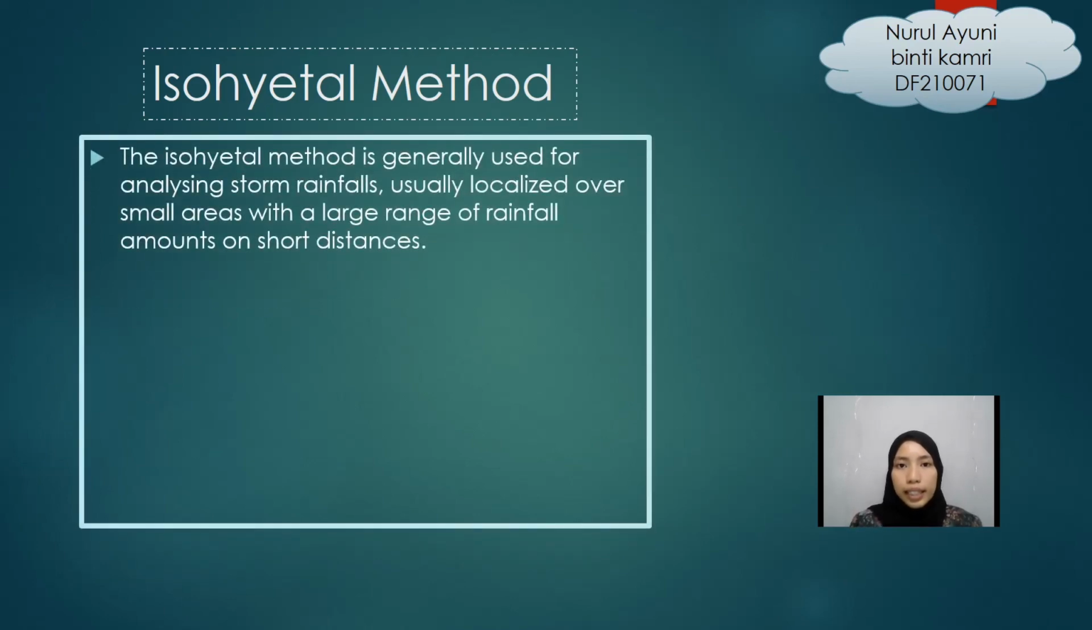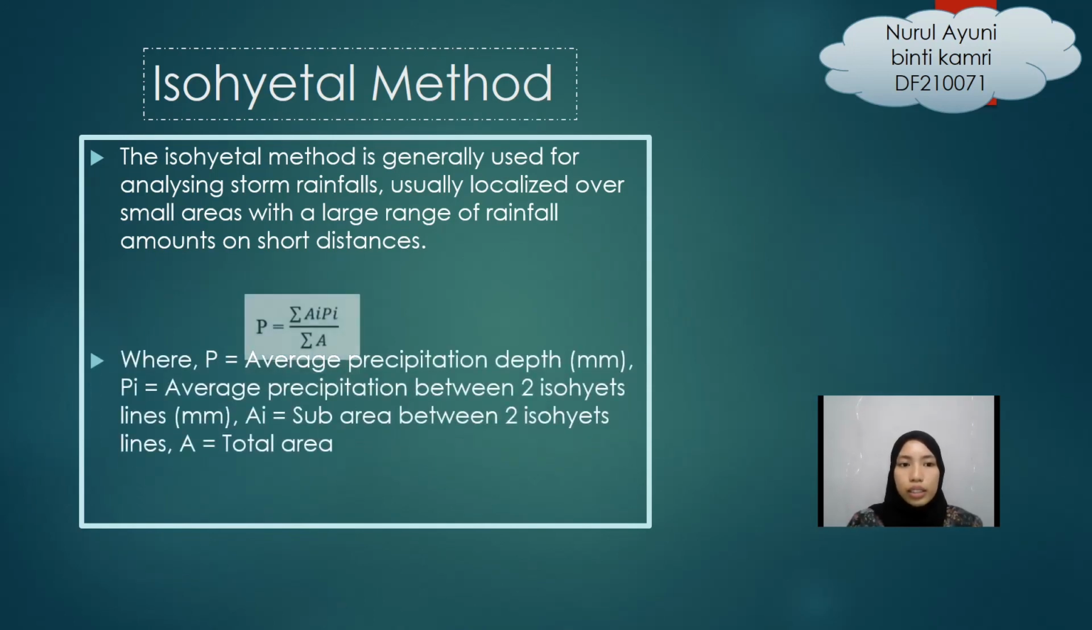Now I want to explain about the Isohyetal Method. The Isohyetal Method is generally used for analysis of rainfall, usually localized over a small area with a large range of rainfall amount over a short distance. Use this formula, where P is the average precipitation depth in unit mm, Pi is the average precipitation between two isohyetal lines in unit mm, Ai is the sub-area between two isohyetal lines, and A is the total area.